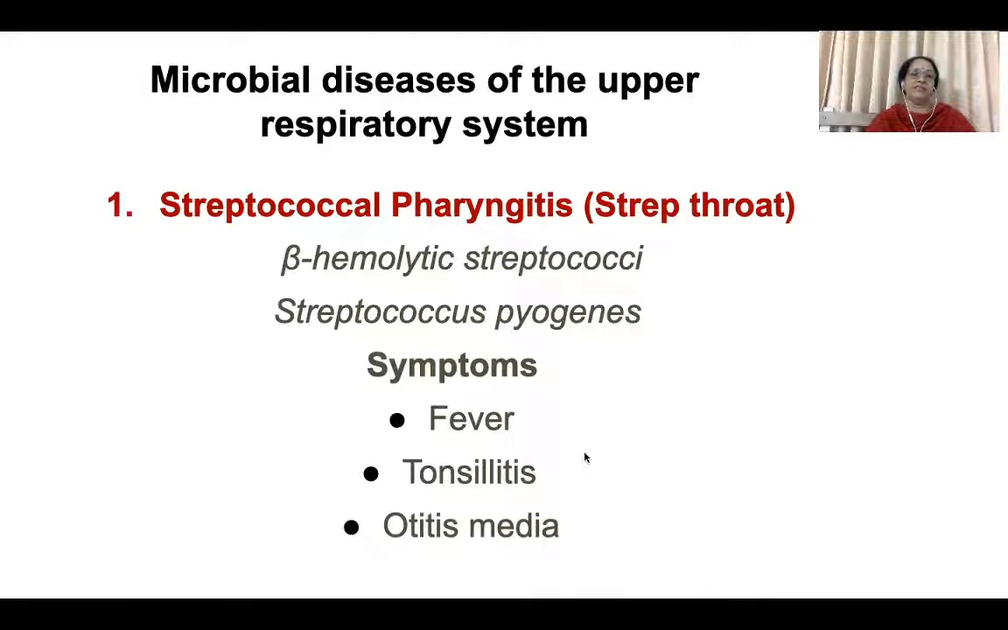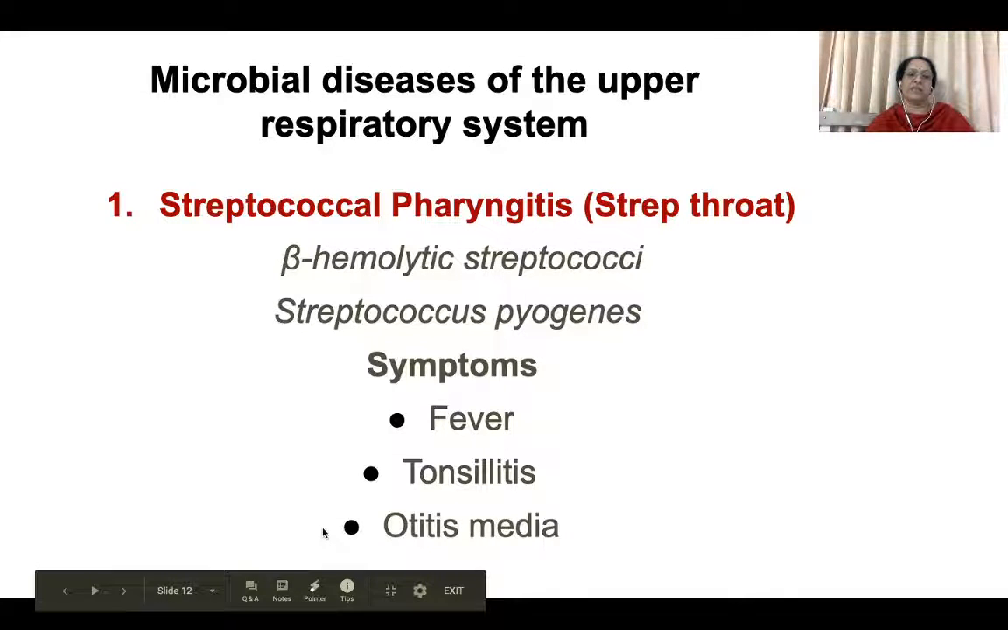Now we'll see in detail microbial diseases of upper respiratory system. First disease is bacterial disease called as a streptococcal pharyngitis or a strep throat. This organism is gram-positive cocci-shaped organism present in chains, and here beta-hemolytic streptococci, the Streptococcus pyogenes, this causes infection of a pharynx where symptoms are mild grade fever, tonsillitis as well as a otitis media.